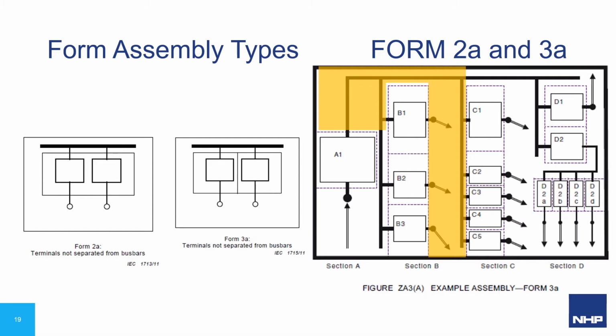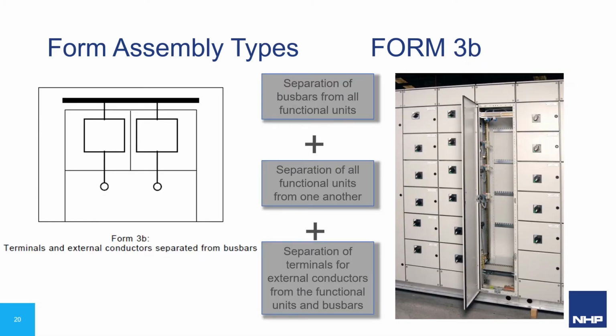Form 2B is rarely specified for standard construction. We will address Form 2BI when discussing alternate means of construction. Form 3B. Form 3B appears as the industry norm for main switchboards and distribution boards over 800 amps. The general requirements: busbar is in a separate compartment or otherwise protected with a rigid barrier. Functional units are required to be separated from the busbar, from other functional units, and also from the terminals for outgoing conductors.